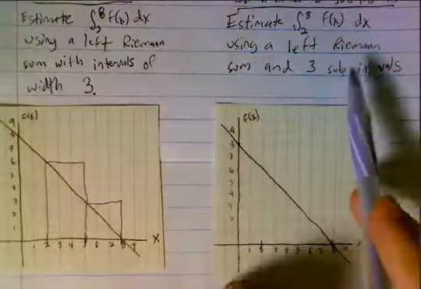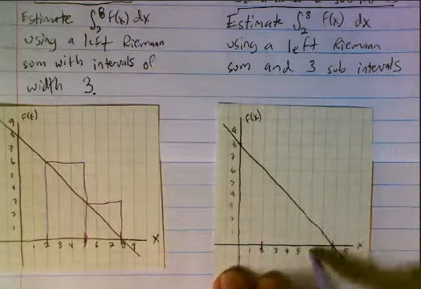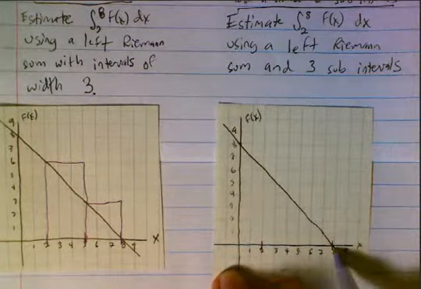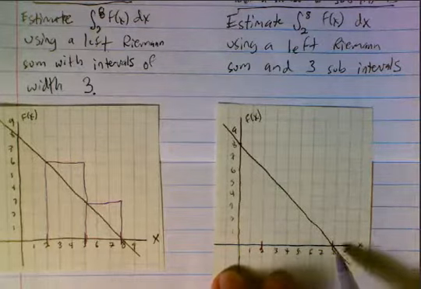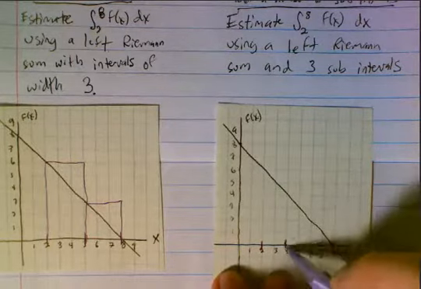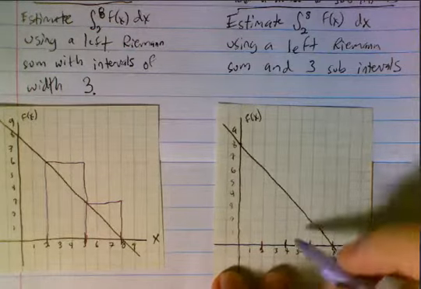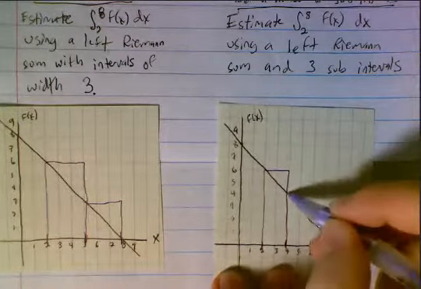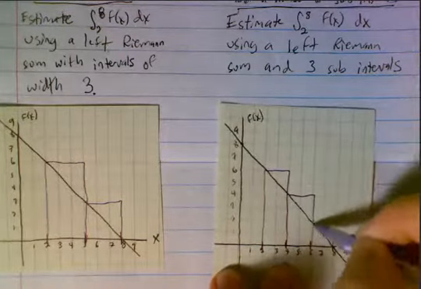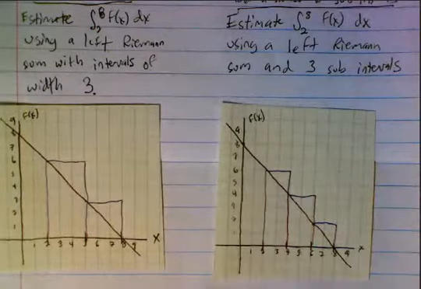And here it says use 3 subintervals. So however wide this is, 1, 2, 3, 4, 5, 6, I'm going to divide that by 3, which gives me 2, so that when I break this up, I get 1, 2, 3 intervals of the same width. Again, left Riemann sum, so I'm going to go up to the line on the left side, and there I've broken that down.